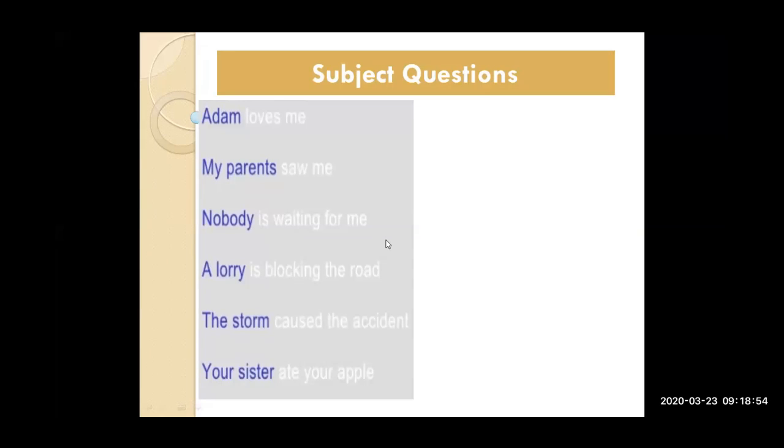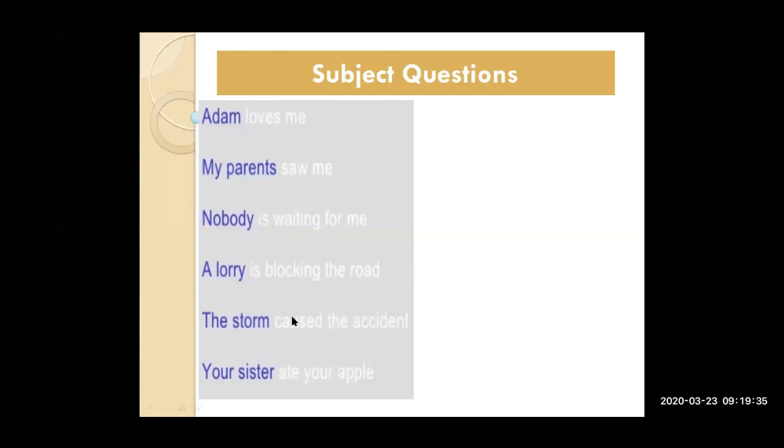A lorry is blocking the road. Now we don't use who. What question word should we use here? Who is blocking the road? Not who. What? Because we ask about things. What is blocking the road? Thanks. Well done. The next one.